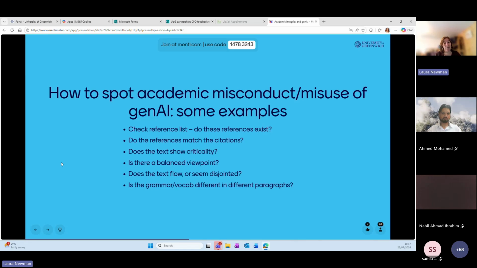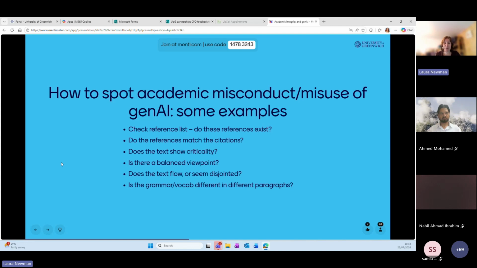Check that the text shows criticality. As a lot of you probably know, Gen AI tends to be fairly neutral. It doesn't really give opinions on things, and therefore a lot of the time it doesn't show criticality. But obviously, we expect our students to show criticality within their assignments. So if there is no sign of criticality, if everything is very neutral, that can sometimes be a sign of Gen AI being used.